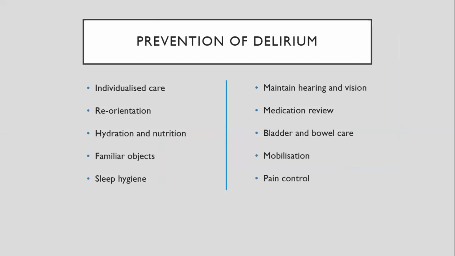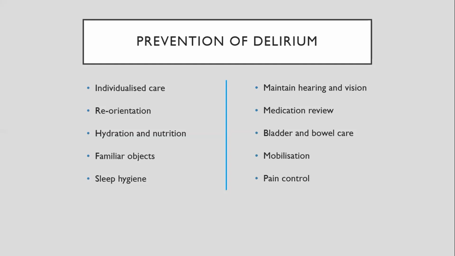So to prevent it, you need to think about your patient as an individual. You need to try and reorientate them. You need to think about their hydration and nutrition. Familiar objects are really important, so asking relatives to bring in photographs or books that they enjoy reading. Sleep hygiene, as I already mentioned, is really important. The wards are so noisy at night if you actually go and talk on one, and no wonder our patients can't sleep at night. Think about hearing and vision.